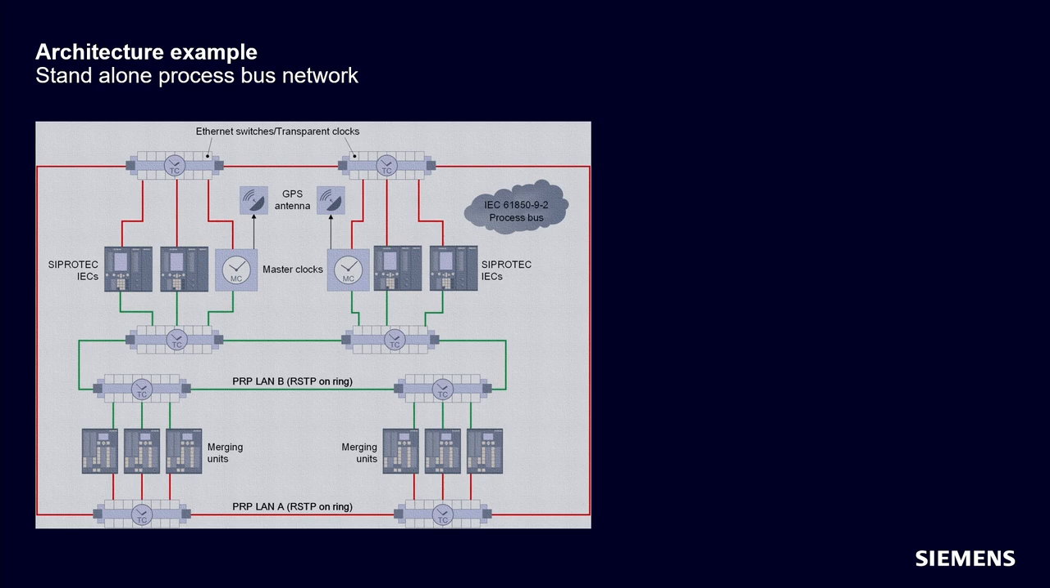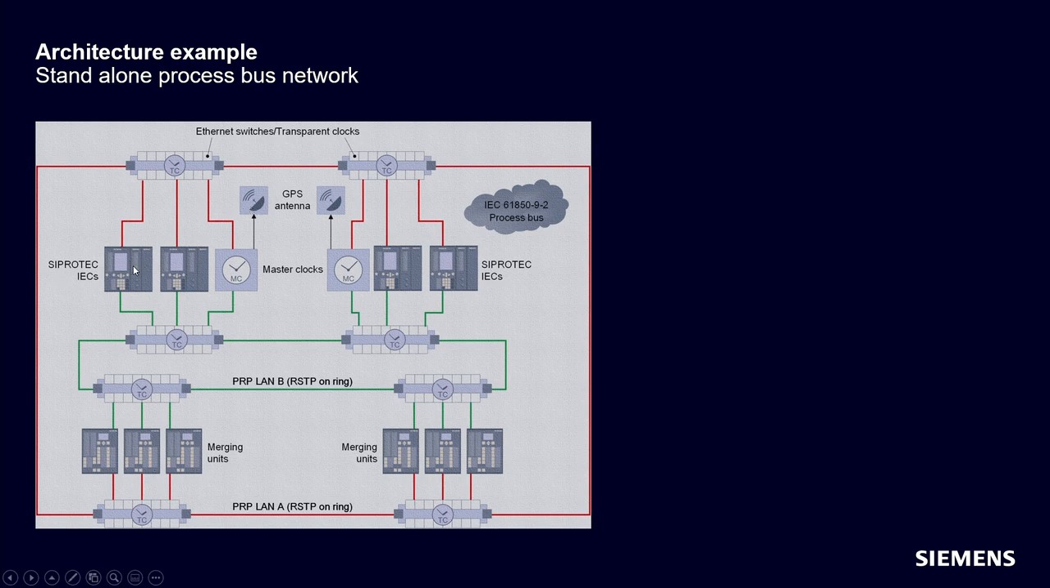So now let's see a little bit more complex network. This was taken from our process bus manual. And this is the configuration that you will use when you have substations with a higher amount of devices. So you will have to use different switches, and the way to connect them is using RSTP rings. So keep in mind that this configuration is a PRP configuration.